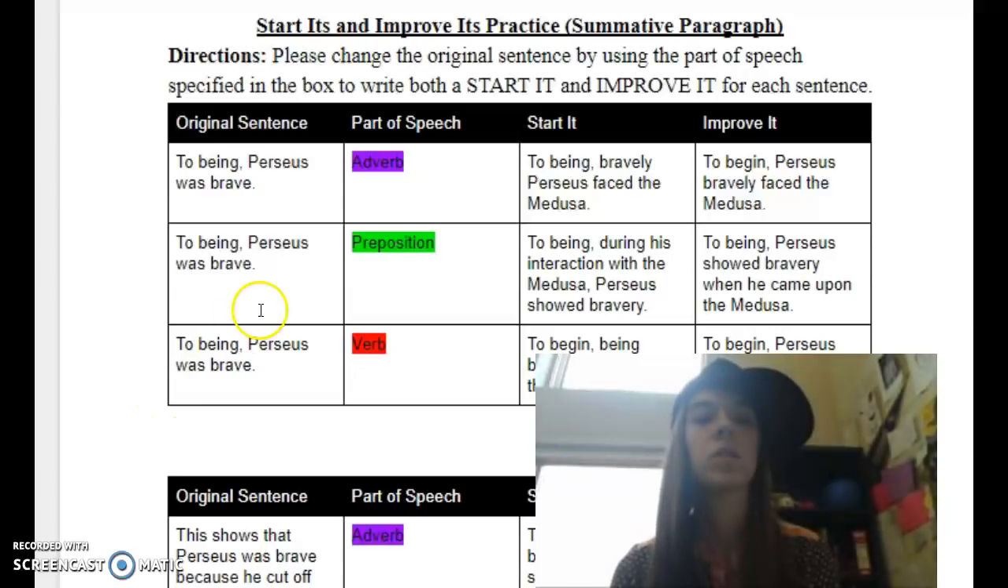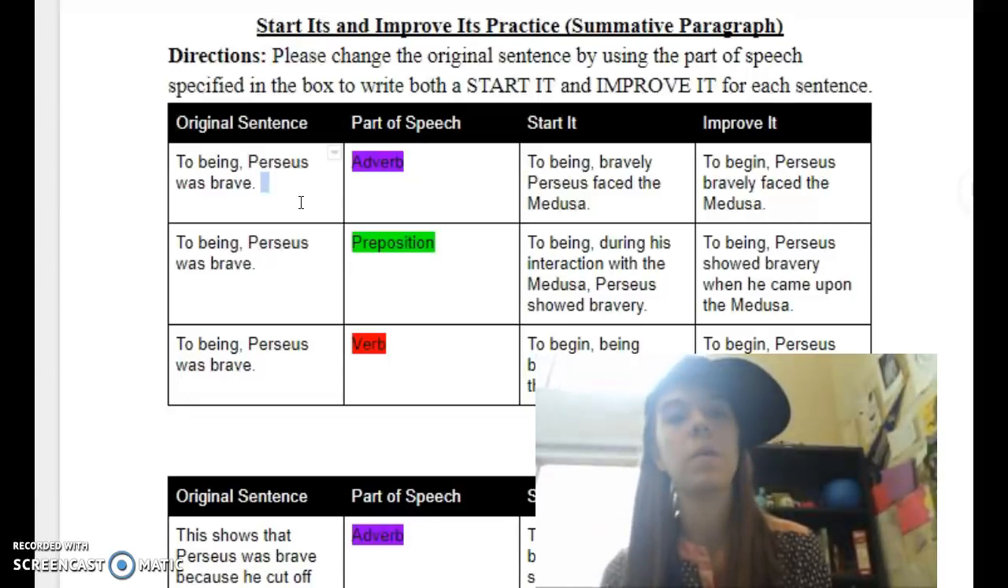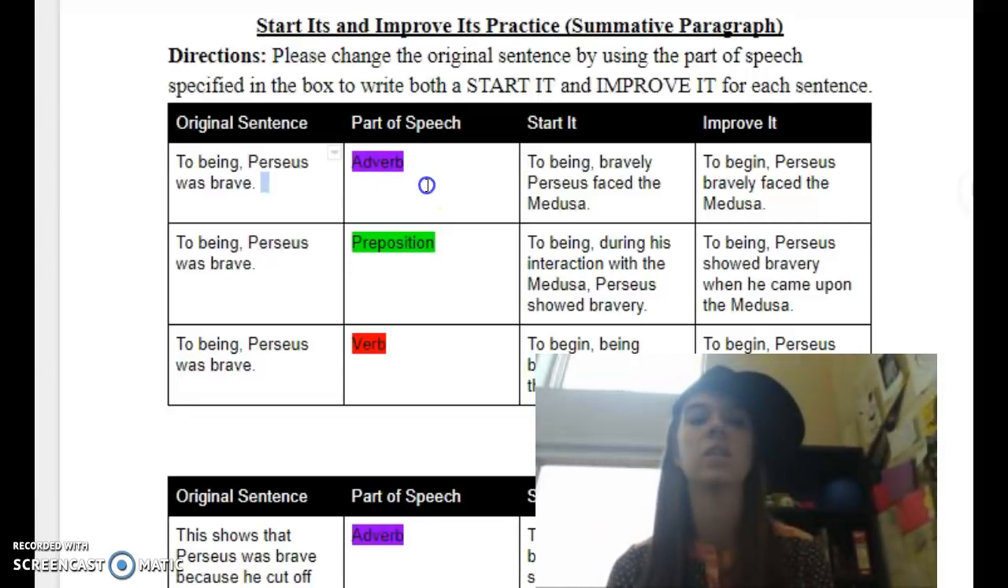So let's take a look at the first one. We had our original sentence. We had 3 different tasks here. It said, to begin, Perseus was being brave. So then we went through and we did Start It's and Improve It's. My first task was an adverb. So I went through and first I said, what is the verb? Well, it is was here or being. Both are stated being verbs, okay?